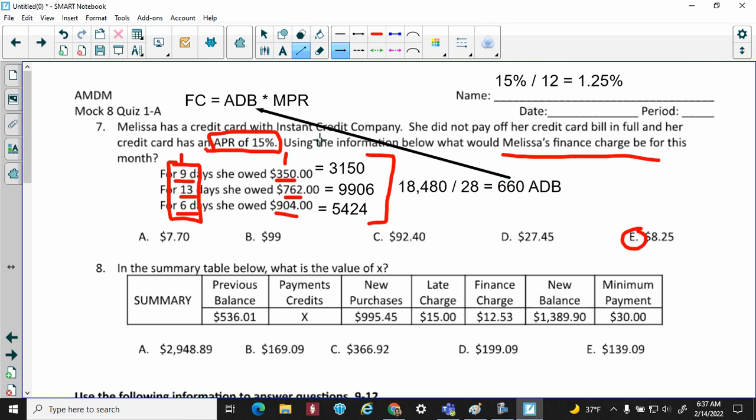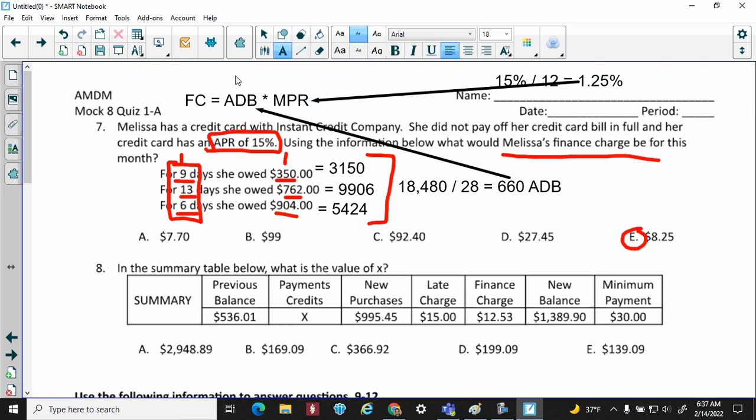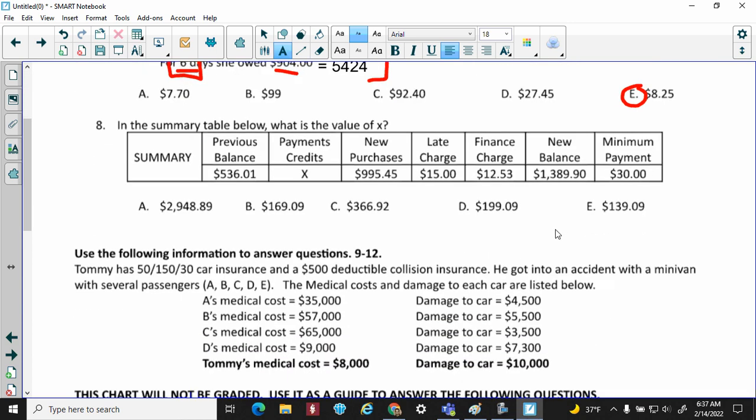All right, so once you have all the numbers here, you would simply take the average daily balance, put it there, multiply it by the MPR, which is there. But remember that the MPR will be converted to a decimal because you're actually multiplying. So the average daily balance is 660 times 0.0125, and my answer is going to be 8. All right. Question number 8, the answer is going to be B.